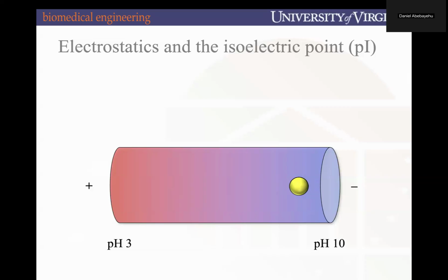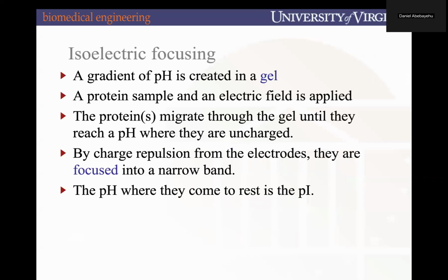This method of separating proteins based on their charge is called isoelectric focusing. So again, we have a gradient of pHs in a gel, and a protein sample is loaded, and we have an electric field applied across this gradient of pHs. The proteins will migrate through until they reach their isoelectric point, the pH at which they reach electrostatic equilibrium. And so they're going to appear as a narrow band at that pH, because they've stopped moving there because they no longer have a charge.